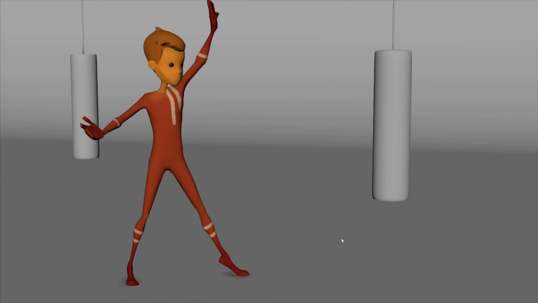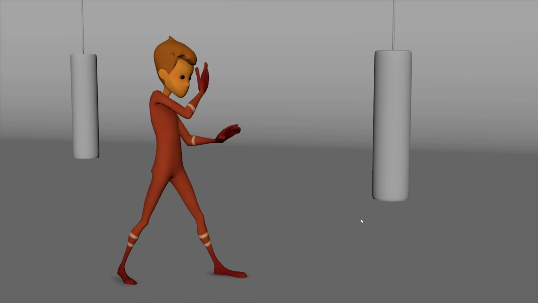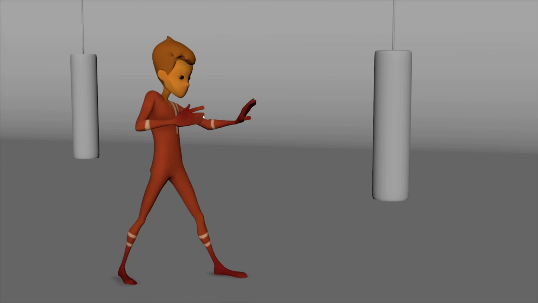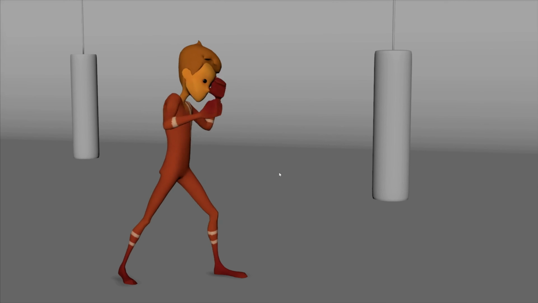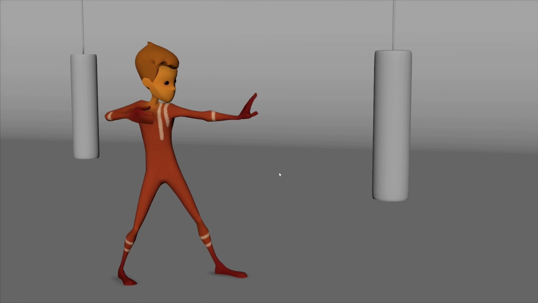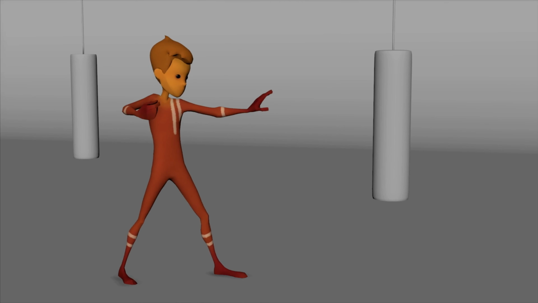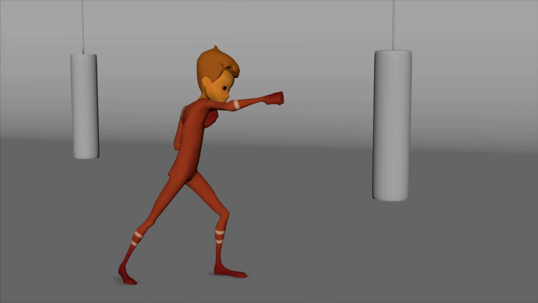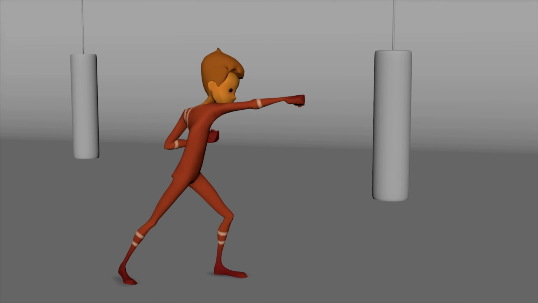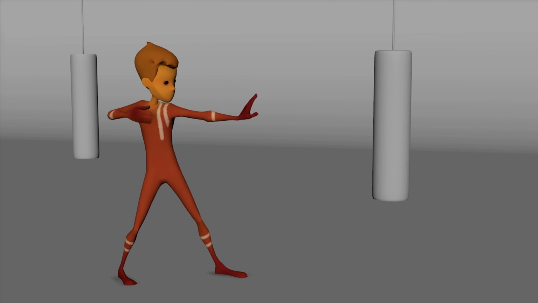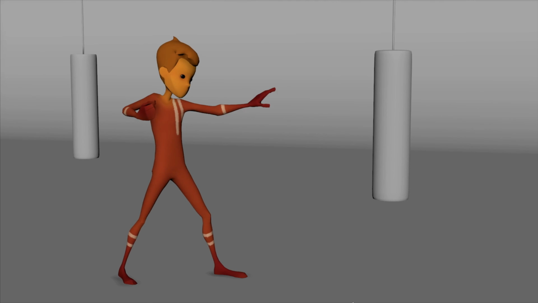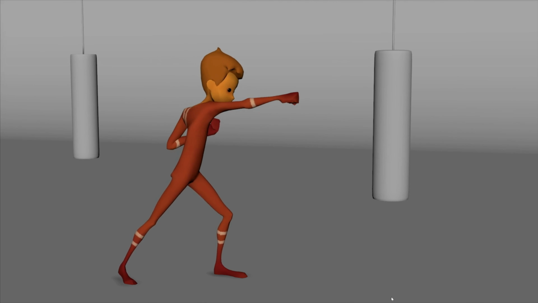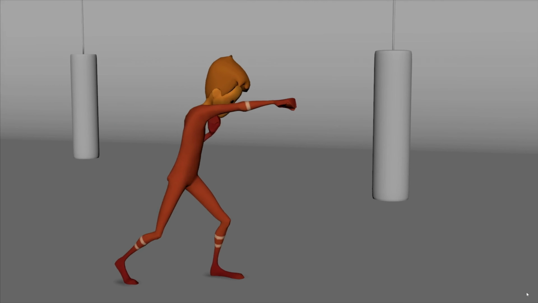Next is the main example here. Look at this hand and this arm, at what this arm is doing here. The action is the same. He's striking with his right hand. If you look at the spacing, there is different timing, of course, because this is a slower movement and this is a quicker movement.